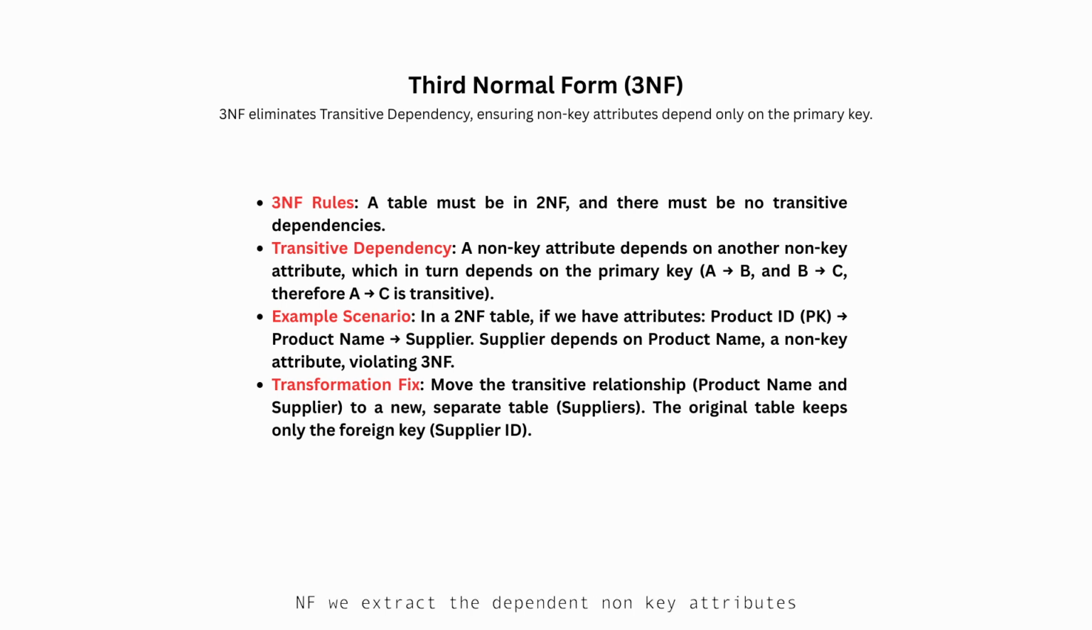To achieve 3NF, we extract the dependent non-key attributes into a new table. In our example, we create a suppliers table keyed by supplier ID and a products table keyed by product ID. The original table only retains the product ID and links to the supplier ID via the products table. This decomposition improves data integrity and reduces duplication significantly. For most practical applications, achieving 3NF is often considered sufficient.